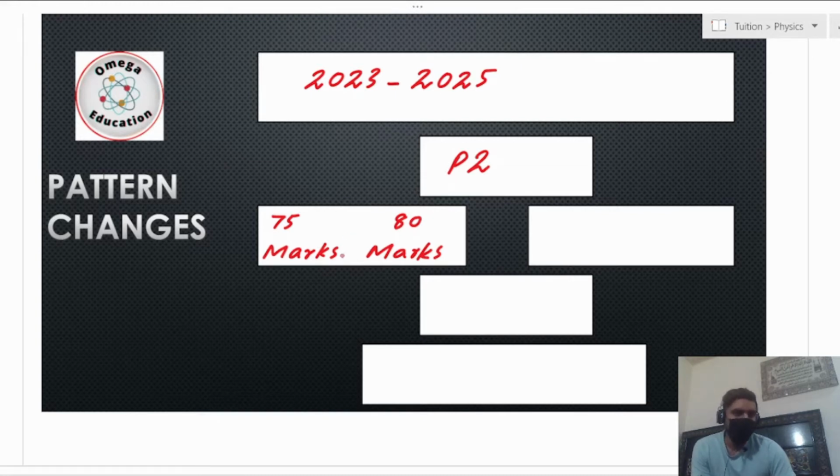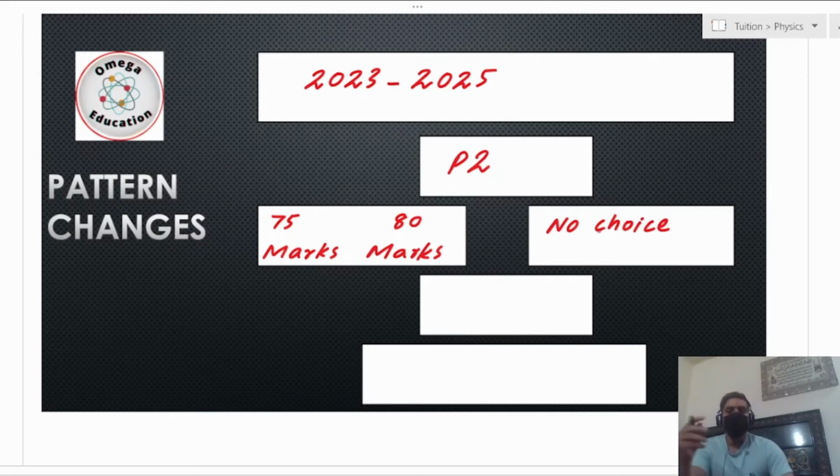And no time has been added. The total time for the paper remains the same, 1 hour and 45 minutes. However, they have increased the total marks from 75 to 80. The other thing is, in paper 2 there would no longer be choice.